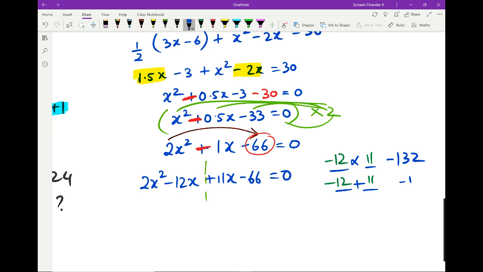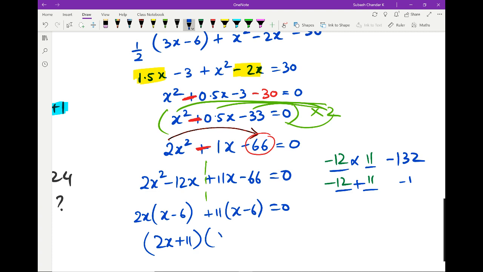Anyway, so what we have is 2x as a common factor, so we can take out x minus 6, and then 11 as a common factor, x minus 6 equals 0. So what we end up getting is 2x plus 11 times x minus 6 equals 0.